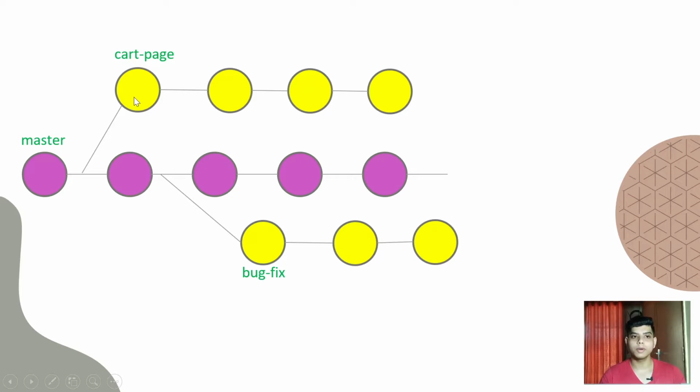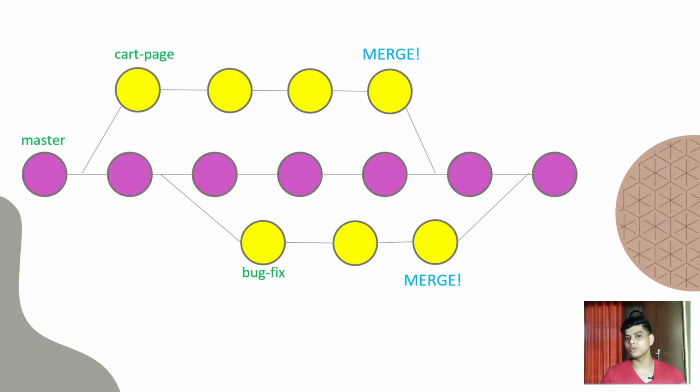Now when the cart page is good to go, it can be merged. So let's merge that, and the code which Rachel wrote here would be on our official branch. Now let's say Joey fixed the bug, it is working correctly, and then we can merge this over here like that. So this is the common workflow which you see.